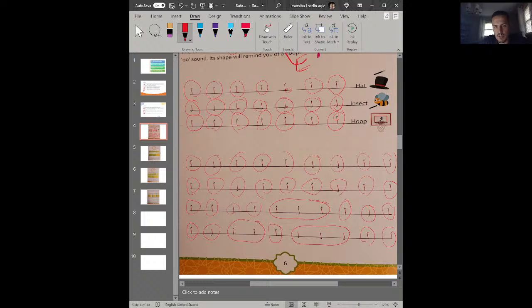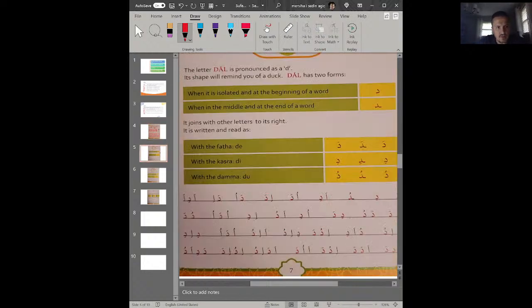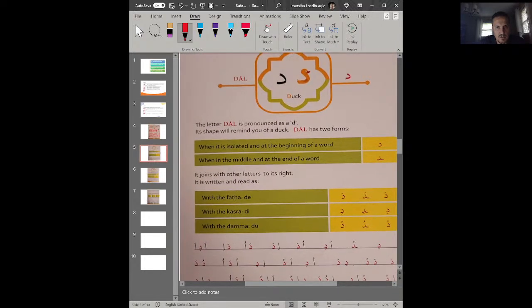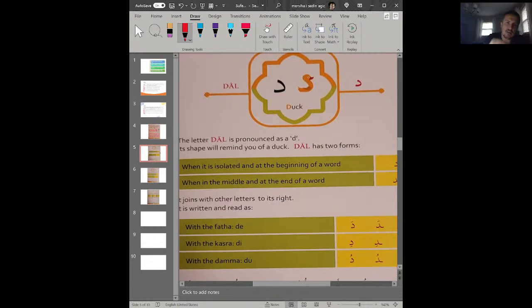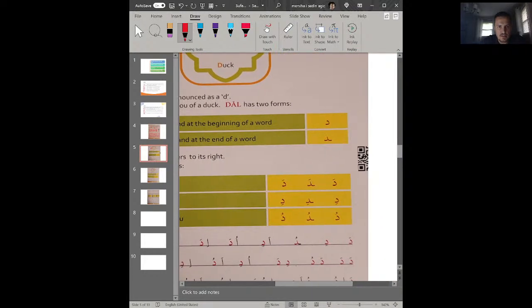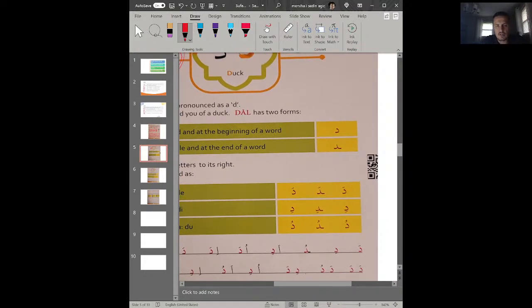Of course, you can take letter by letter, but I will add more letters so you can listen again and again until you finish your page. Now we are here with the new letter. The name of the letter is Daal, like duck, dog. Daal is pronounced as a D. This letter we connect only from the right.